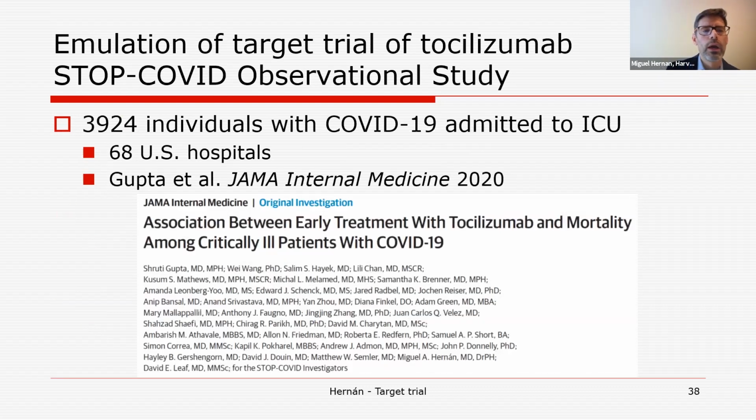So we conducted an observational study using about 4,000 individuals in the ICUs in almost 70 hospitals in the US to try to estimate the effect of tocilizumab on mortality. And as you can see, the paper was published, and the first word of the paper is association. That's journal policy, even though the whole paper is about target trials and causal effects.